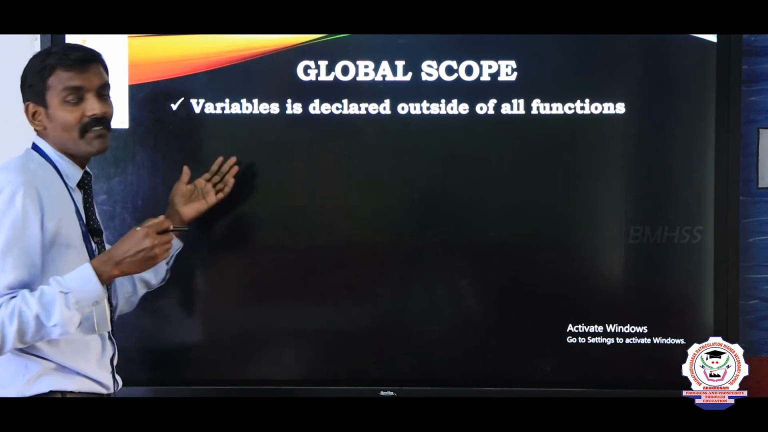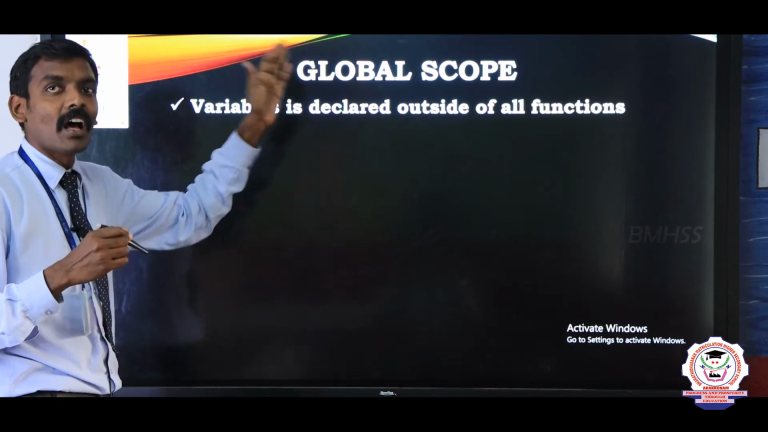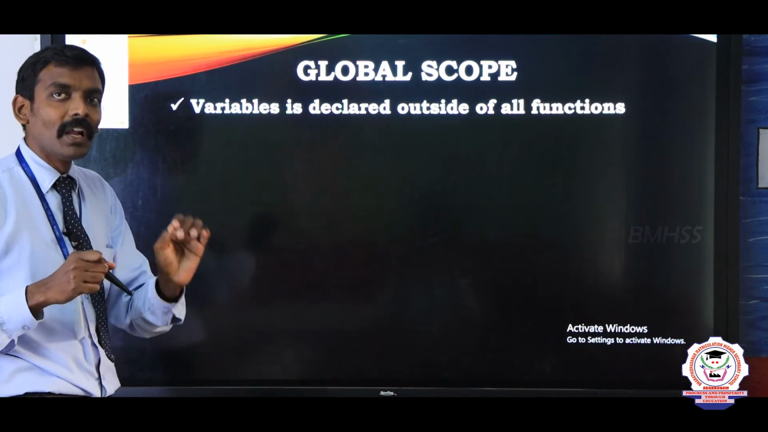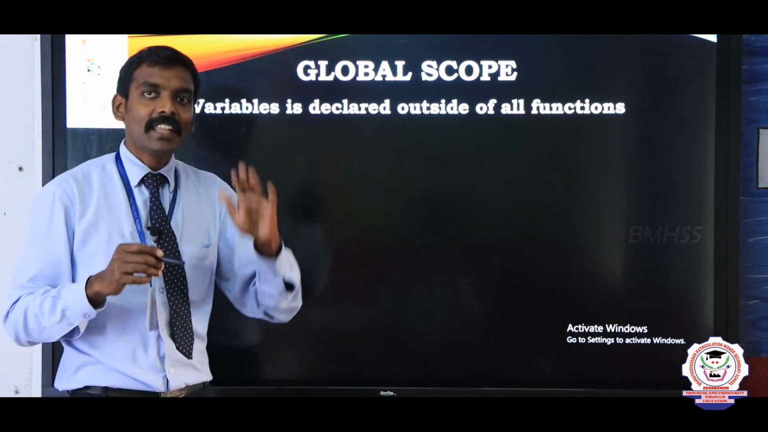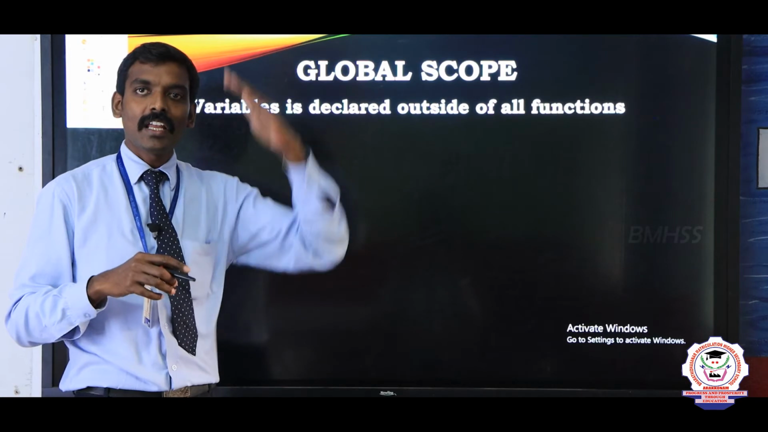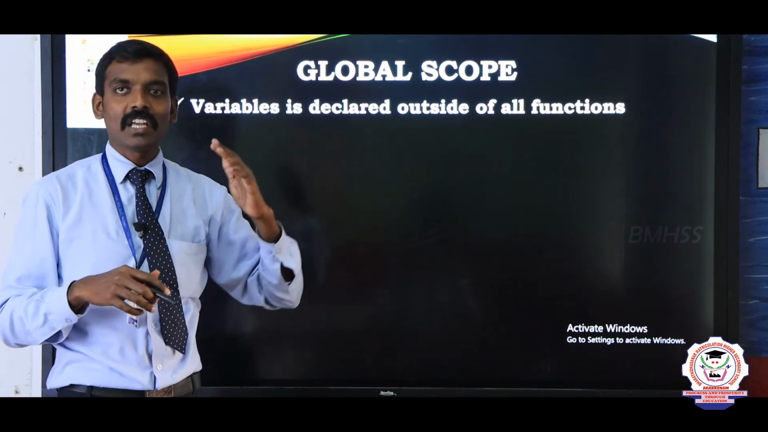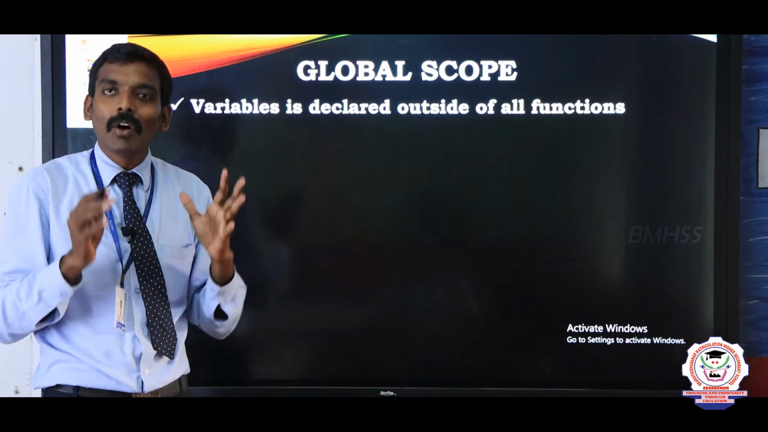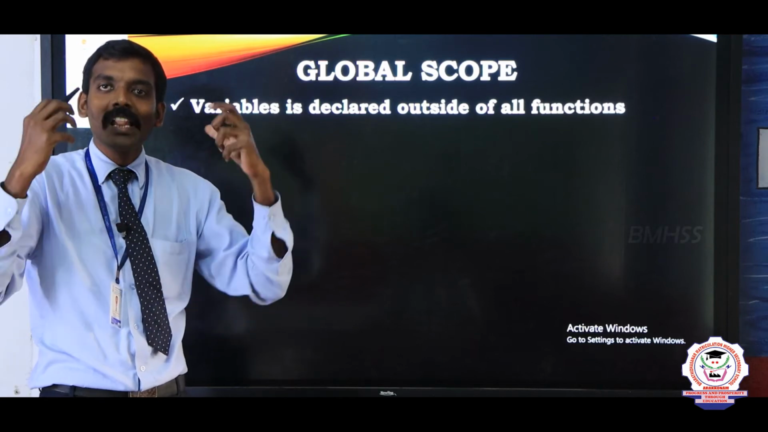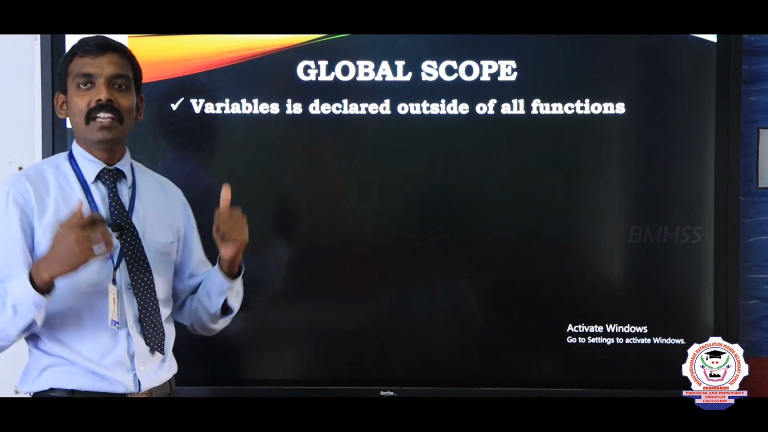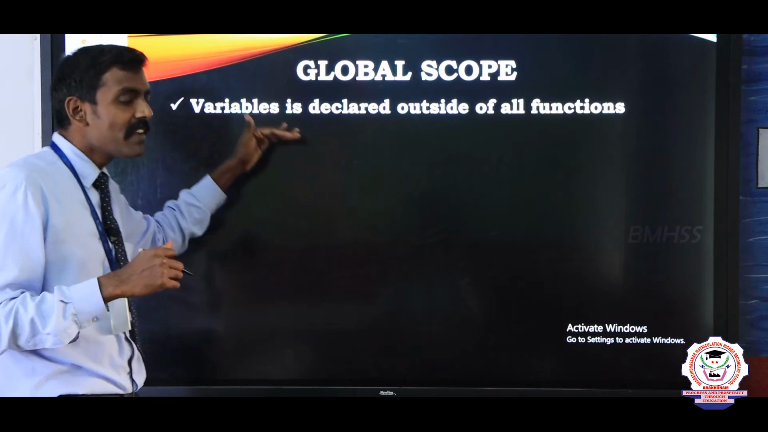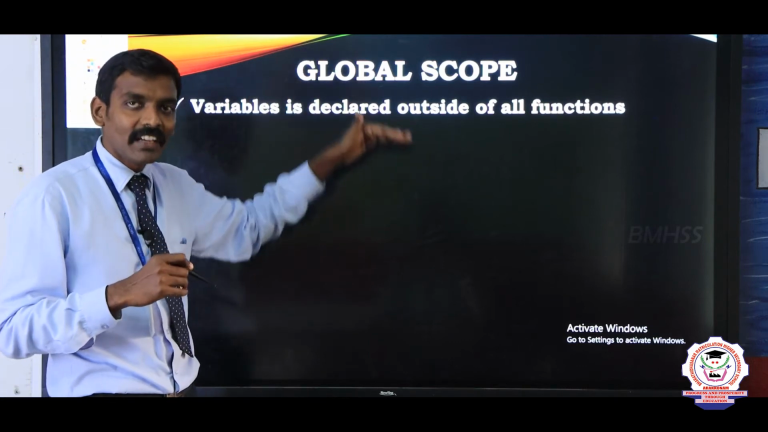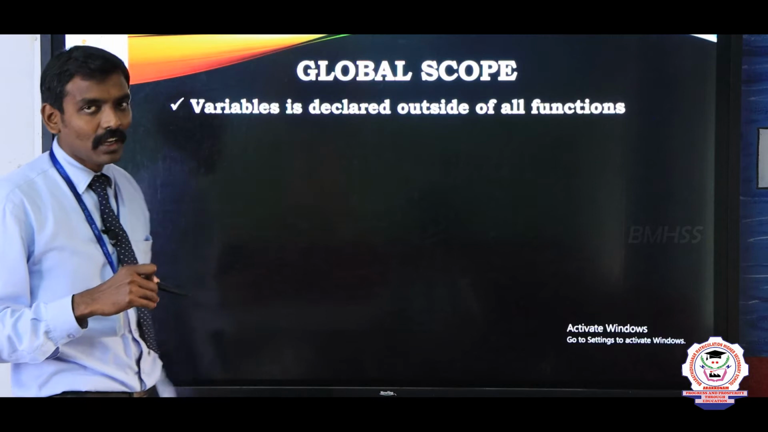In that same way, global scope in our program, it is very simple, it means a variable can be declared above all the functions. For example, our brain is global because it can control all the operations of our human body. In the same way, some variables are declared outside the function, that is called the global scope.